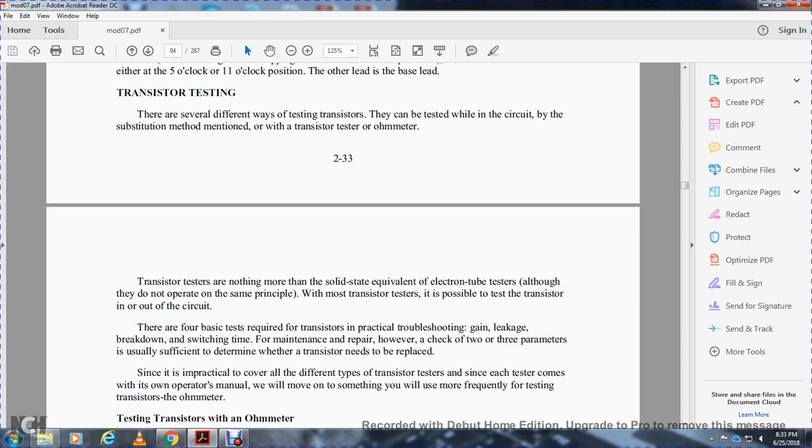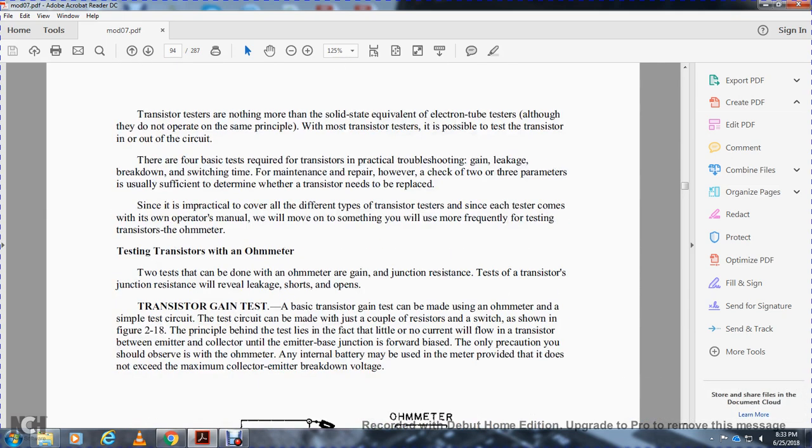Since it is impractical to cover all the different types of transistor testers, and each tester comes with its own operator manual, we will move on to what you will most likely use frequently: testing a transistor with an ammeter. Two tests can be done with the ammeter. First, the junction resistance test, which checks the transistor junctions to reveal leakage and a shorted or open transistor.